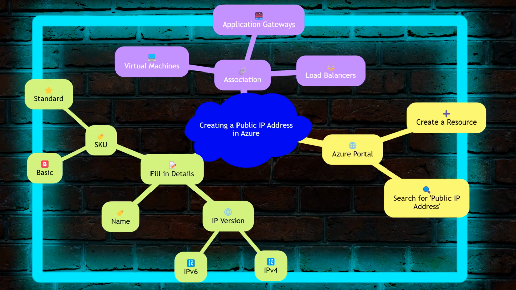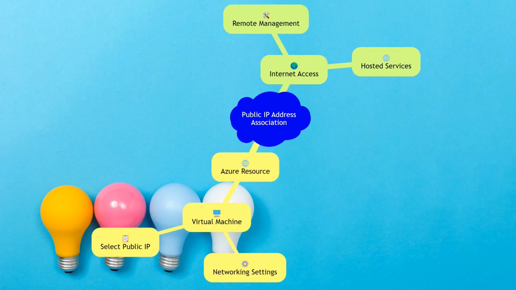To create a public IP address in Azure, navigate to the Azure portal, select Create a Resource, and search for Public IP Address. Fill in the required details, such as name, IP version, IPv4 or IPv6, and SKU, basic or standard. Once created, the public IP address can be associated with various Azure resources, such as virtual machines, load balancers, and application gateways.